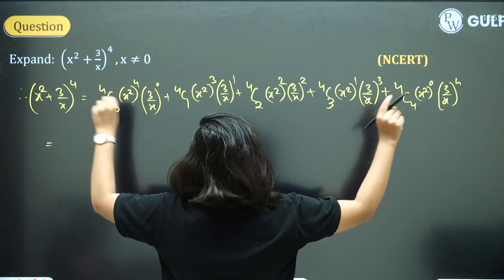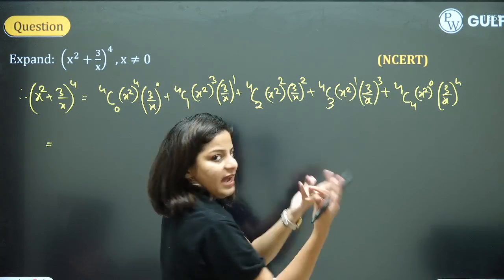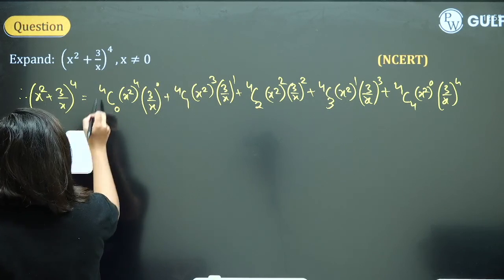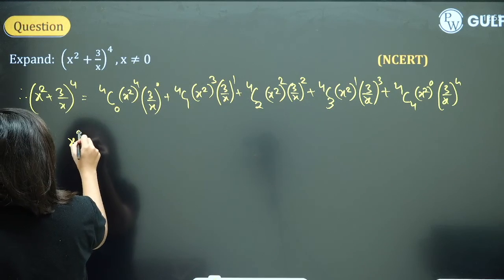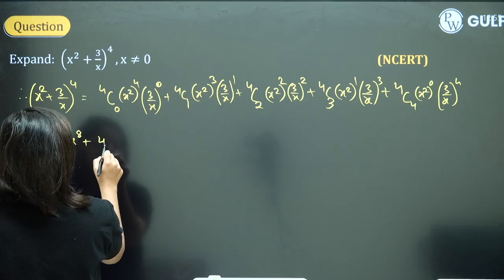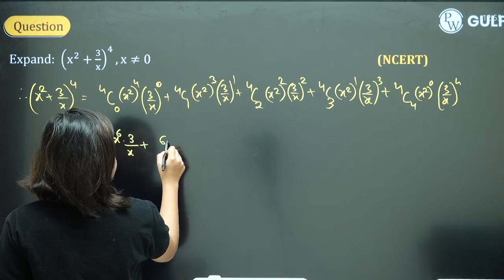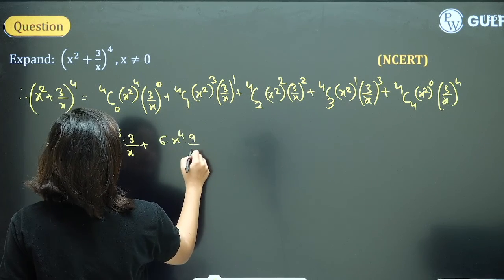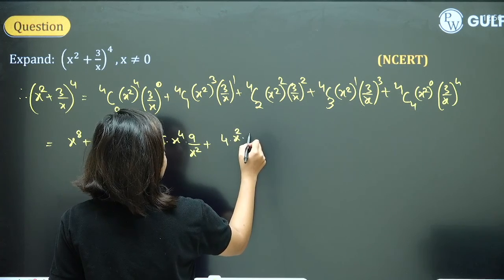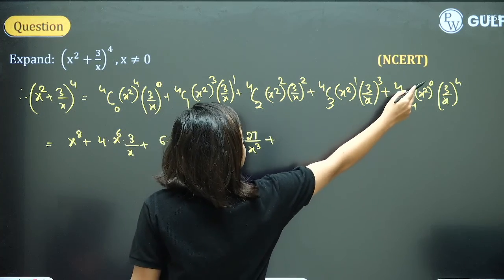4c0 is 1, 4c1 is 4, 4c2 is 6, 4c3 is 4, 4c4 is 1. So I'll simply write this as x raised to 8, and anything raised to 0 is 1. So this term 4c1 is 4, x raised to 6 into 3 upon x. 4c2 is 6, x raised to 4, 3 square is 9 upon x. 4c3 will be again 4, x square, 3 cube is 27 upon x. And 4c4 is 1, anything raised to 0 is 1.